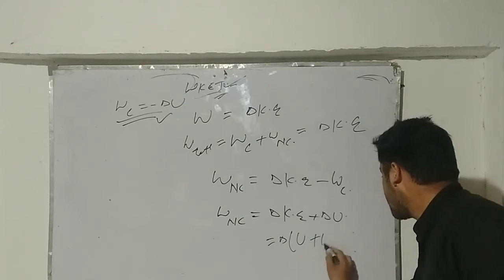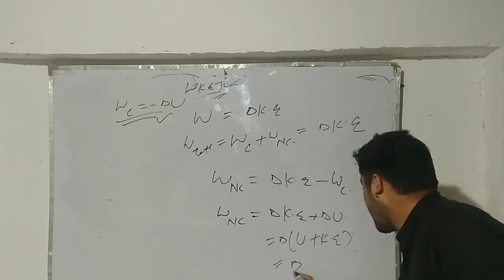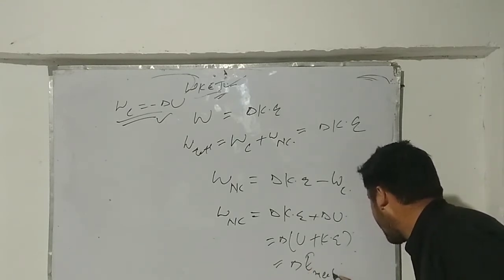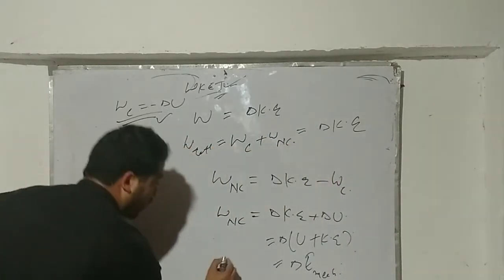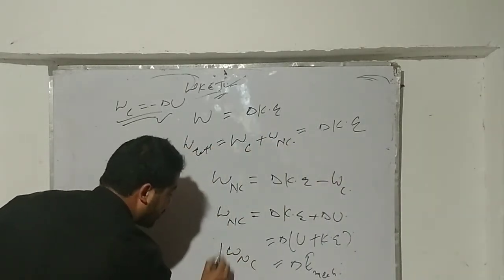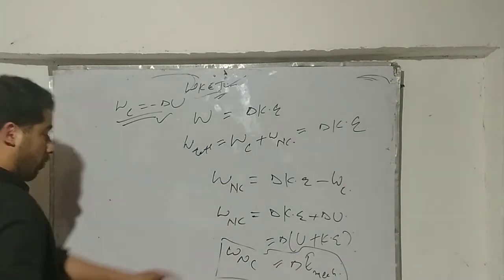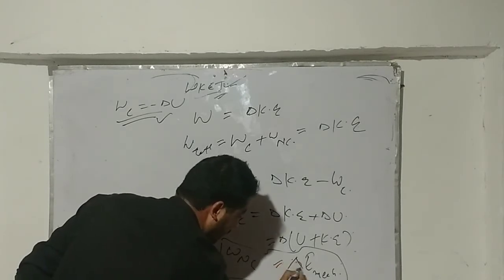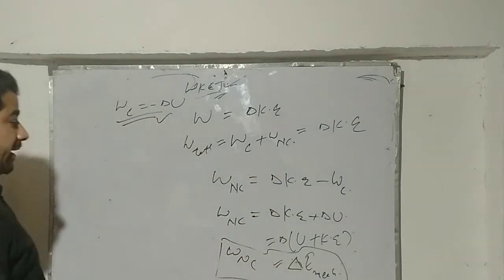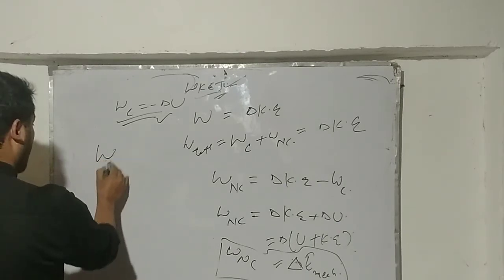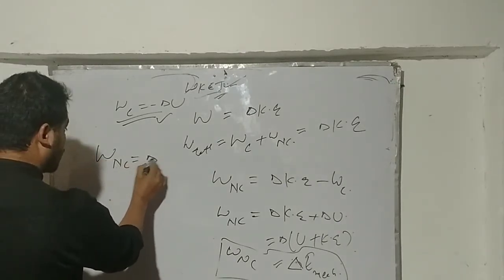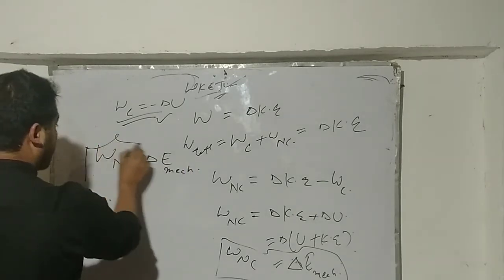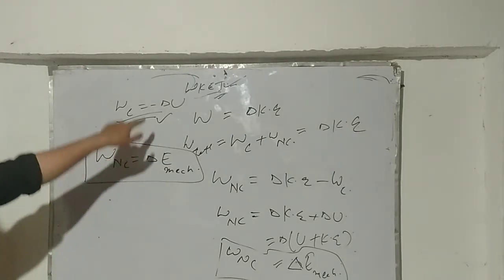So here I got something. If I write U plus KE, potential plus kinetic energy, it's the mechanical energy. So my work done by non-conservative forces leads to the change in mechanical energy. Work done by the non-conservative forces leads to the change in total mechanical energy of the system. So work done by non-conservative force is equal to the change in total mechanical energy of the system.